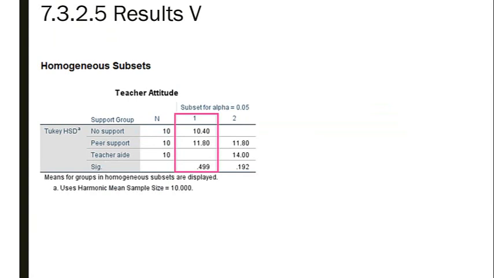So if 2 groups are not statistically significantly different from each other, they form 2 or more groups. Any groups that are not statistically significantly different from each other form a homogeneous subset. So this table tells us that there are 2 homogeneous subsets in this data. The first one consists of the no support group and the peer support group. And you can see that's that 0.499 that we've seen in the pairwise comparisons table above.